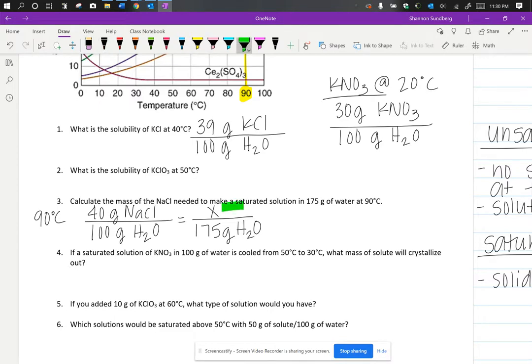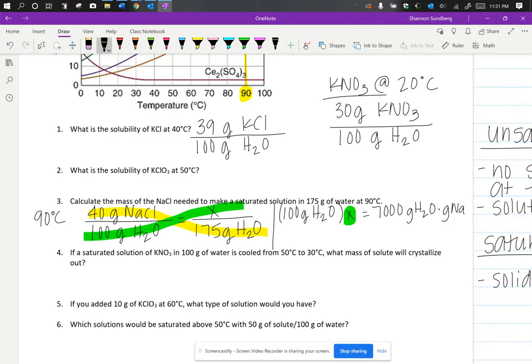So cross multiply these two numbers, cross multiply these two numbers. There's not a lot of room, so I'm going to scoot over to the right there. 100 grams of water times X, I'll put that on my left side. So 100 grams times X, which is what I'm trying to find, so I'm going to highlight it. I'm going to set that equal to 40, and you multiply that by 175, which will get you 7,000, and I got to keep my units, grams of water times grams NaCl.